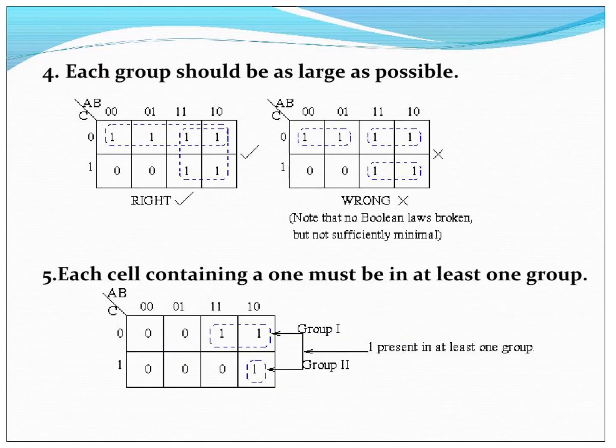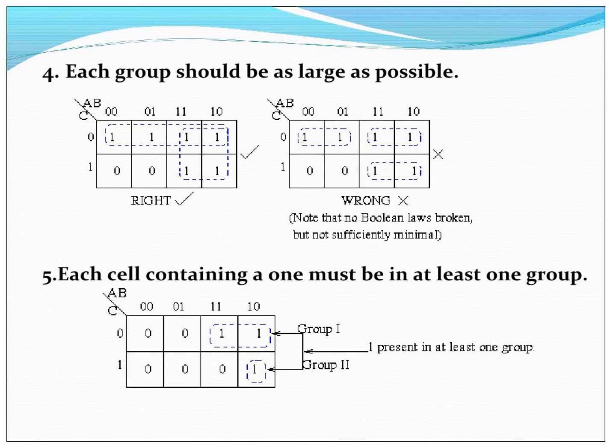Each group should be as large as possible. In the first K-map, I have grouped 2 quads along the horizontal side and a square, which is also a quad, wherein we have 4 ones in the form of a square. So we should try to group as many ones as possible. On the right side we have the same ones grouped as pairs. This is not correct because the groupings are in pairs, whereas they can be grouped as quads. So the grouping must be as large as possible.